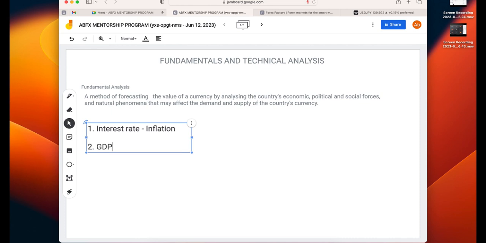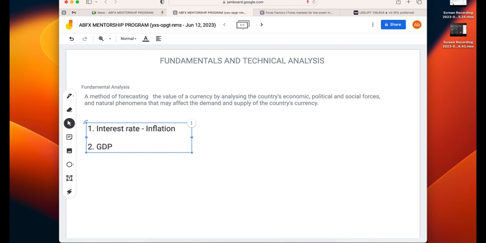GDP, gross domestic product. So the second one we're looking at for fundamentals is the gross domestic product. This is basically, in economics, the monetary value of all finished goods and services made within a country over a specified period of time. So now, how does it affect the value of a currency? A higher rate of GDP serves as evidence of growth in an economy, and thus increases the demand for and value of the currency.